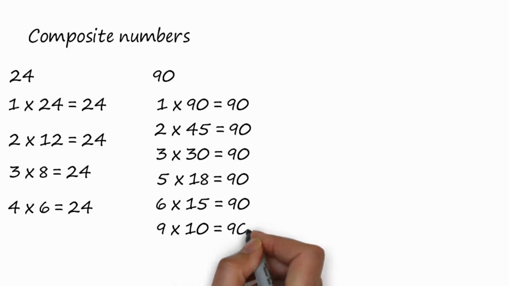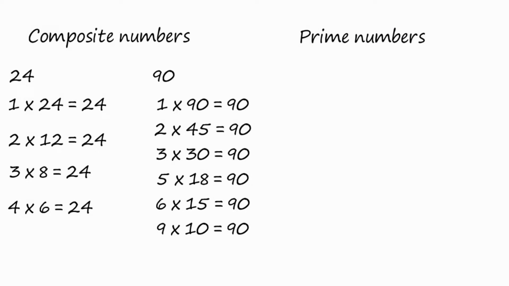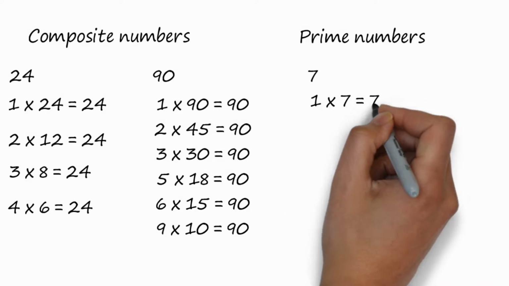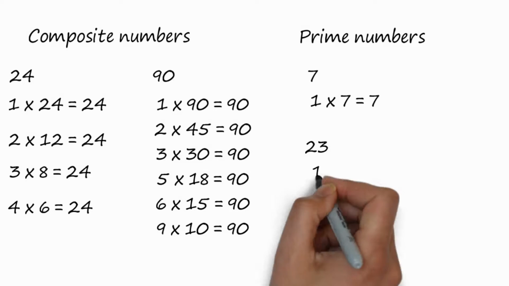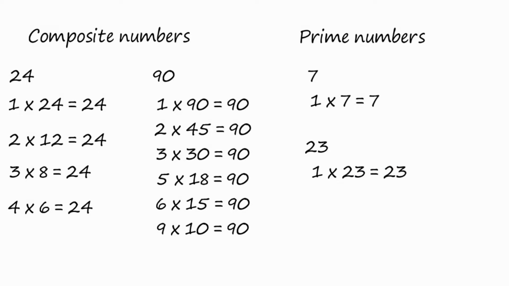The other kind of numbers are prime numbers. They can only be factored one way, the number 1 and the number itself, like the number 7. Or the number 23 is prime. It can be factored 1 times 23. Even larger numbers like 97 are prime. They can only be factored one way.